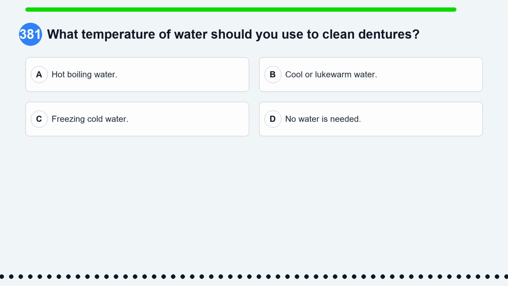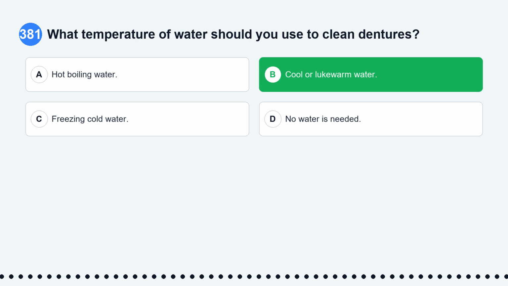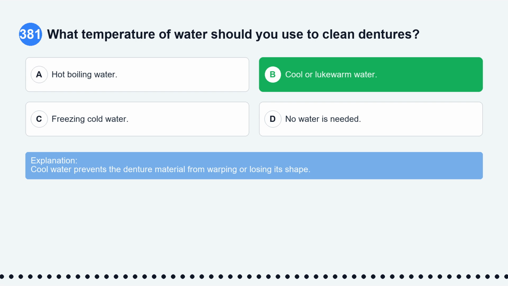Question 381. What temperature of water should you use to clean dentures? Option A, hot boiling water. Option B, cool or lukewarm water. Option C, freezing cold water. Option D, no water is needed. The correct answer is option B, cool or lukewarm water. Cool water prevents the denture material from warping or losing its shape.